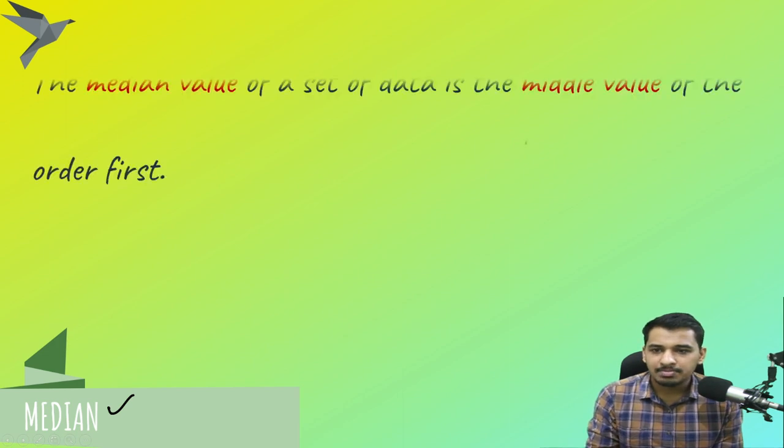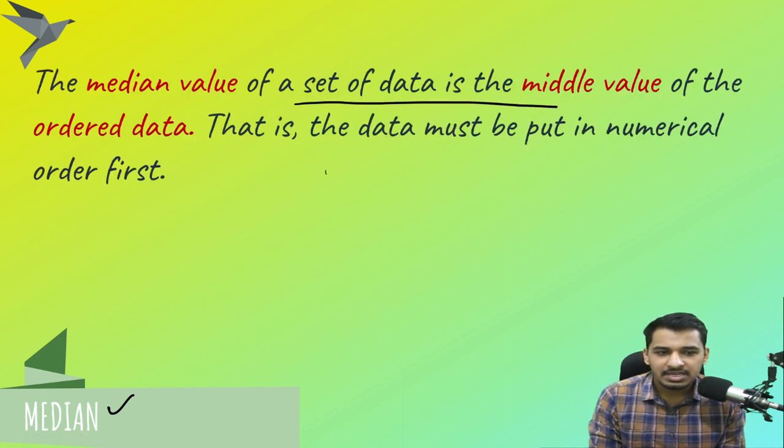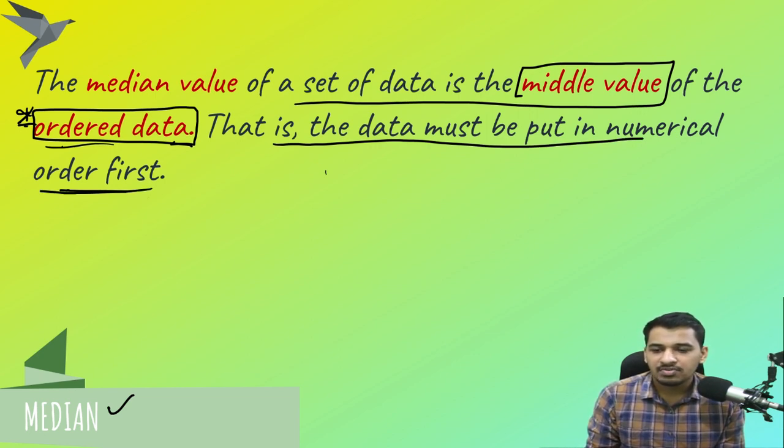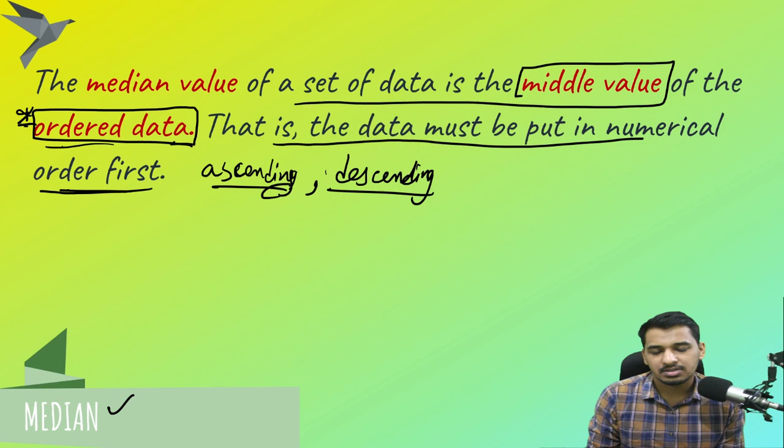One thing that you should know about median is that the median value of a set of data is the middle value, but it is the middle value of ordered data. So the data must be ordered. You should put a star mark here in your notes. The data must be put in numerical order first, either in ascending order or in descending order. Ascending is generally preferred because it is easier to do. So ascending order is used.